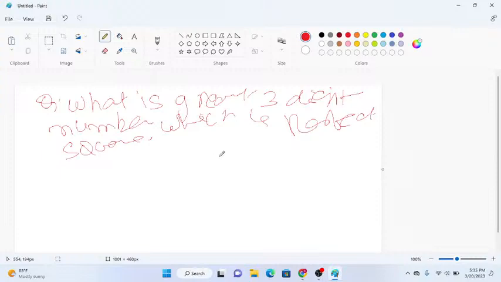So for this type of question, again the simple technique is what? Greatest three digit number. Everyone knows it is 999. This is our greatest three digit number. Okay na? So if this is the greatest three digit number, now you see whether it is a perfect square or not. Okay.